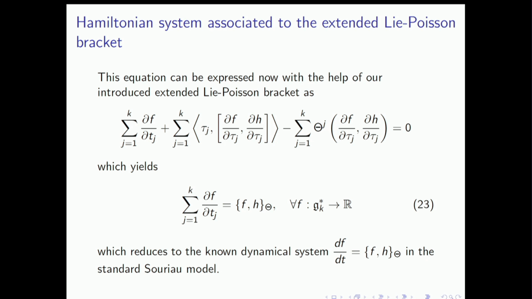You have df/dt equal to {f,H}. But in the polysymplectic case, you have the variable differentiated with respect to each t. So, yeah, those are things one has to think about.